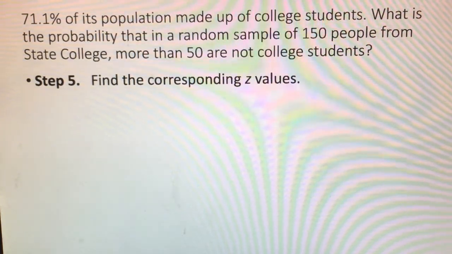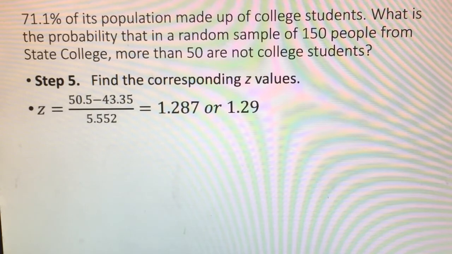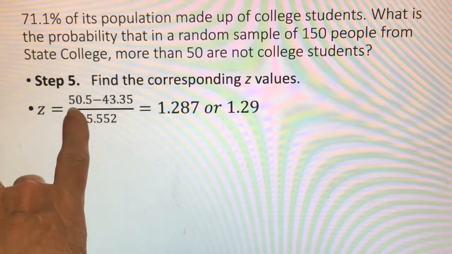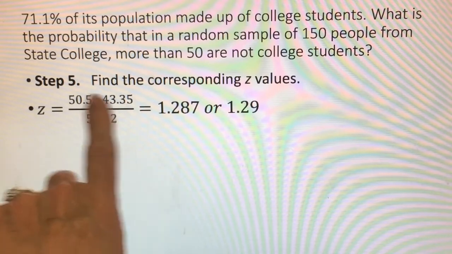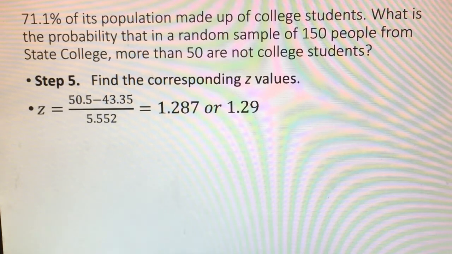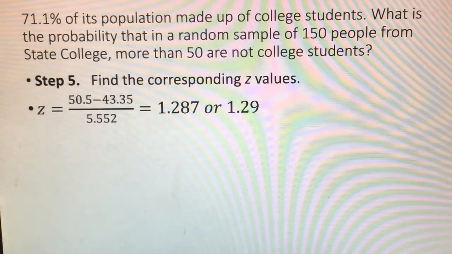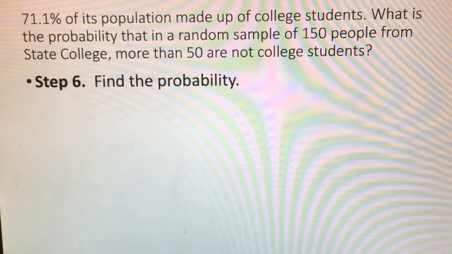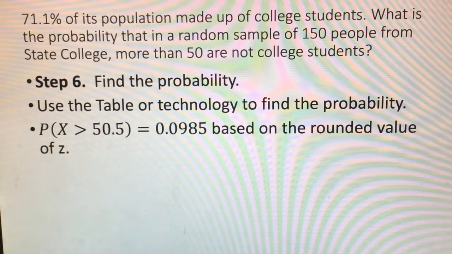And then find the corresponding Z values. We take our 50.5, which is our X, minus our mean, divided by our standard deviation to get our Z-score. And we get 1.287 or 1.29. That is the Z-score that we can go straight to the standard normal table with. Okay, so find the probability. Use the table or technology to find the probability.